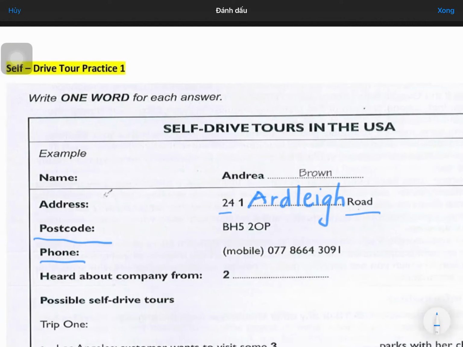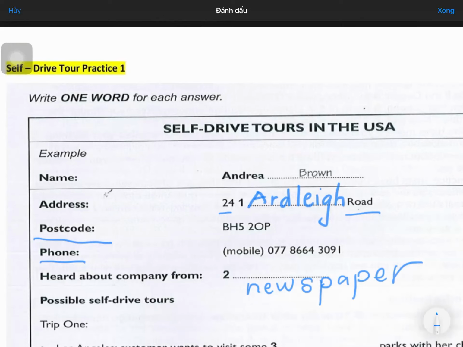Answer for question number 2. Another newspaper. Exactly, correct. From newspaper. Thank you, and let's check. There are different sources of information, right?